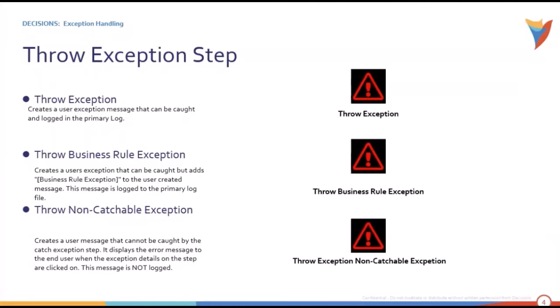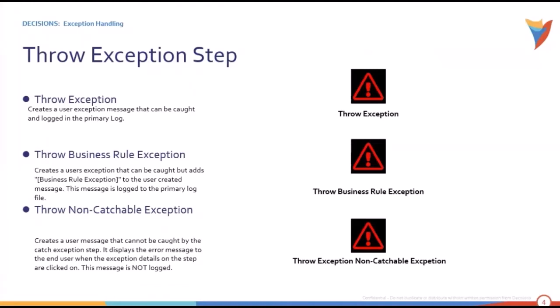Under throw exception, we also have other categories like business rule exceptions and non-catchable exceptions. The throw business rule exception creates a user exception that can be caught, but adds business rule exception to the user-created message. This message is logged to the primary log file.